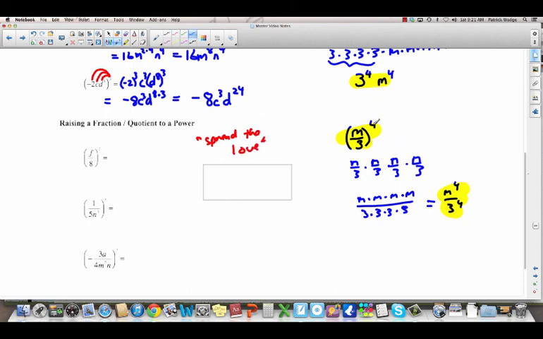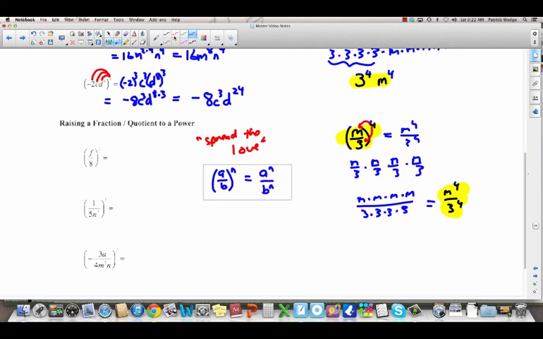Basically what you could do is this spreads there and there, so you end up with m to the 4th, 3 to the 4th, just like we got there. How do we write that? We say that a over b, a divided by b to the n power is equal to a to the n power over b to the n power.